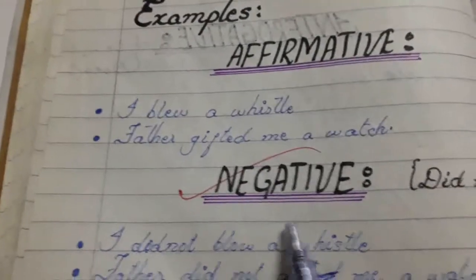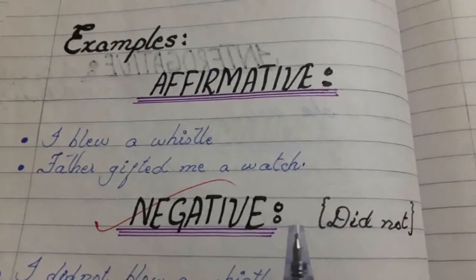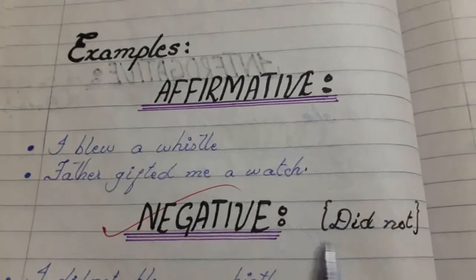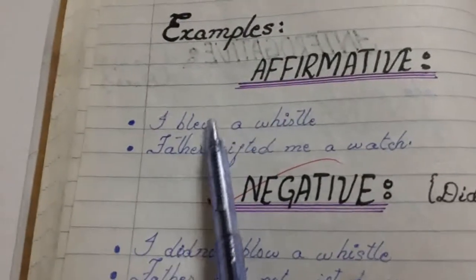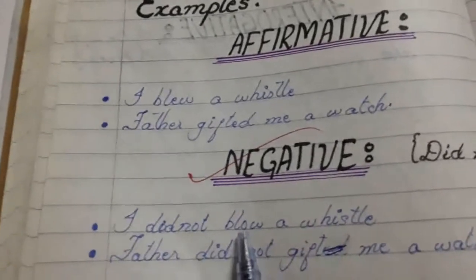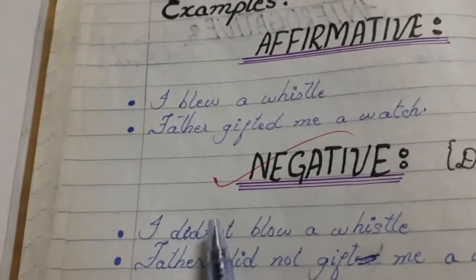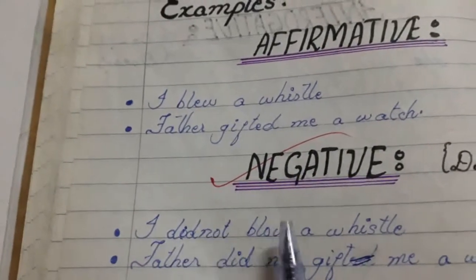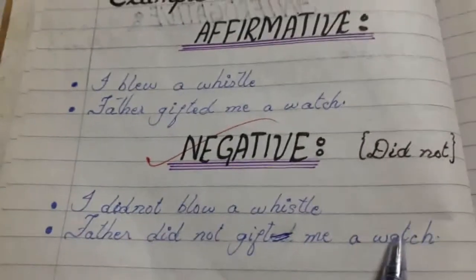Now negative sentence, how to make negative? In present indefinite we use do not and does not, but here only did not is used, and the second form of the verb is converted into first form. This did shows you that this is past indefinite. I did not blow a whistle. Father did not gift me a watch.